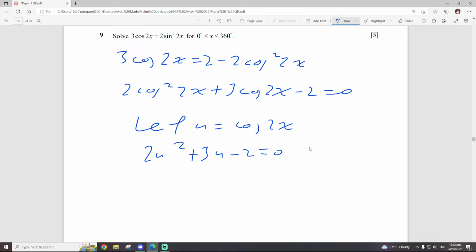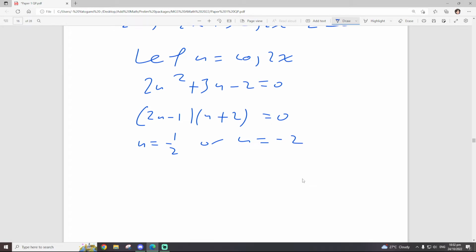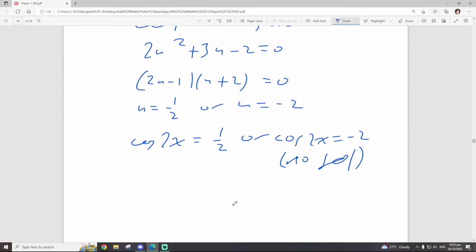Is this factorable? I believe it would be. 2u and then u. Yes, it is factorable, so this is minus 1 and this is plus 2 equals 0. Therefore u equals half, or u equals negative 2. We change it back to cosine 2x. Cosine 2x equals half, or cosine 2x is negative 2, which of course has no solution. So we just need to consider cosine 2x is half.